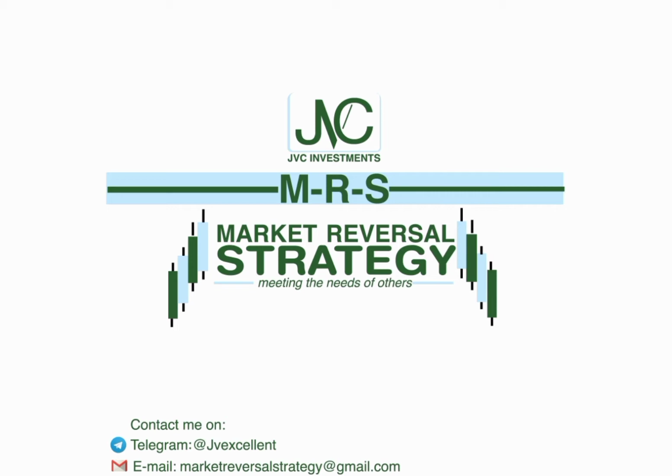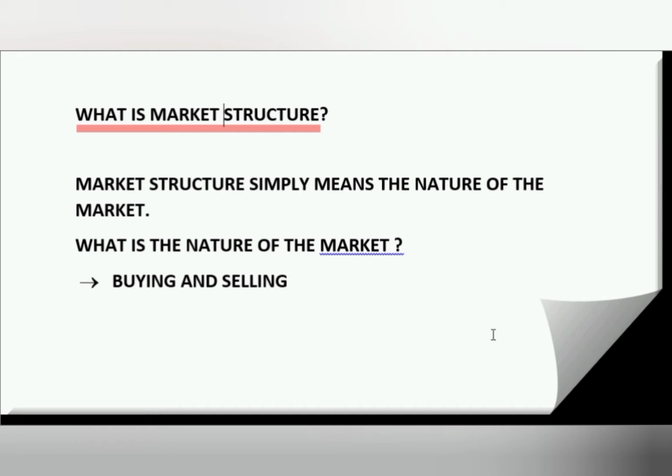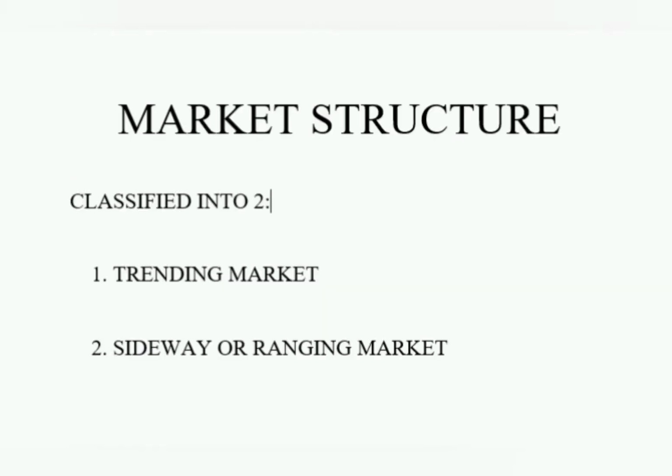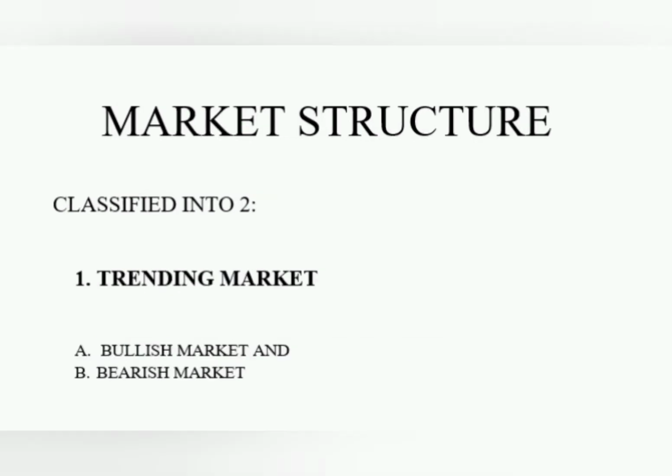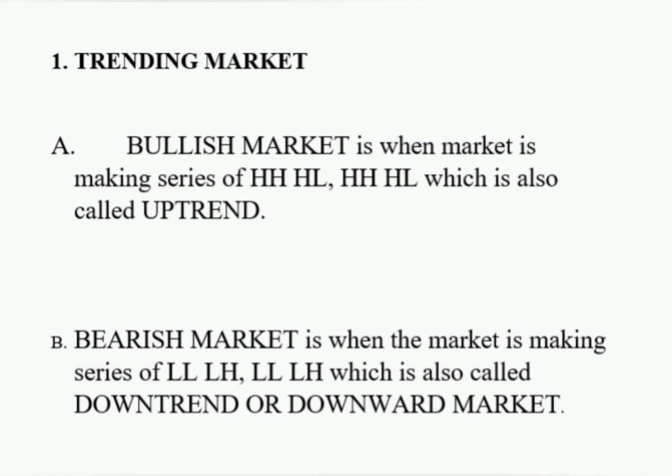So, quick one, in this series I'll be talking about bearish market. And how does a bearish market come into play? Like I said in our last video, market structure simply means buying and selling, and it can be divided into two: a trending market and a ranging market. And trending market is divided into two, a bullish market and a bearish market. So that is where a bearish market comes into play. So what is a bearish market?